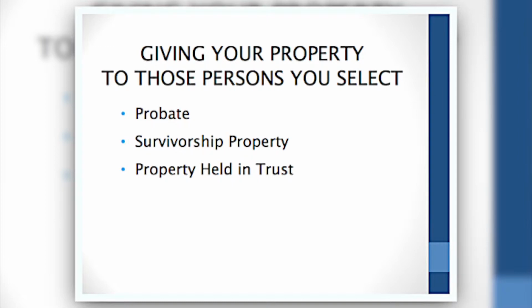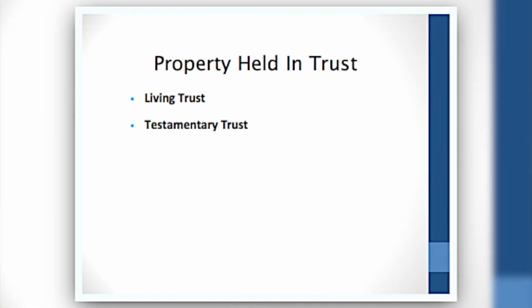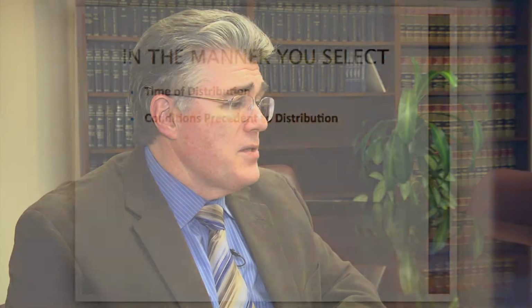The third thing that we talk about, as far as transferring property, is property that's in trust. And this involves what we call a living trust. If you transfer property into your trust during your lifetime, then when you die, your trustee can turn around and transfer that property to your beneficiaries without any probate. So those are the three ways: transferring property through probate, survivorship property, and property held in trust.